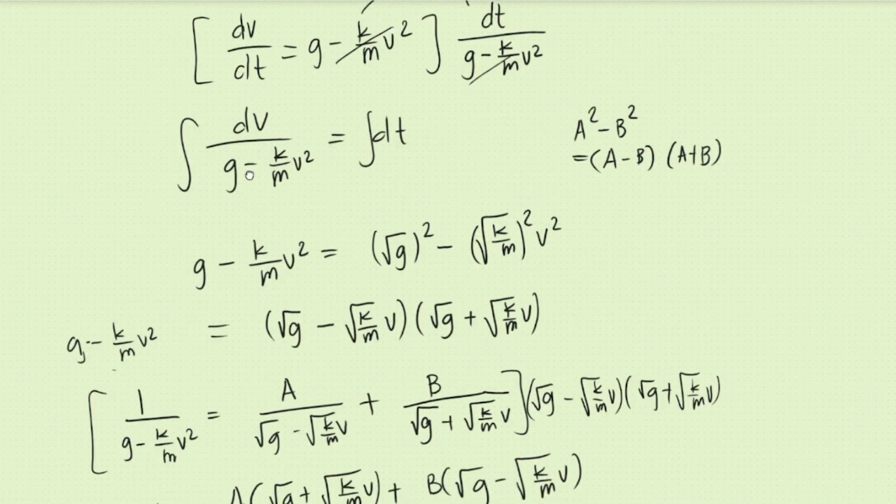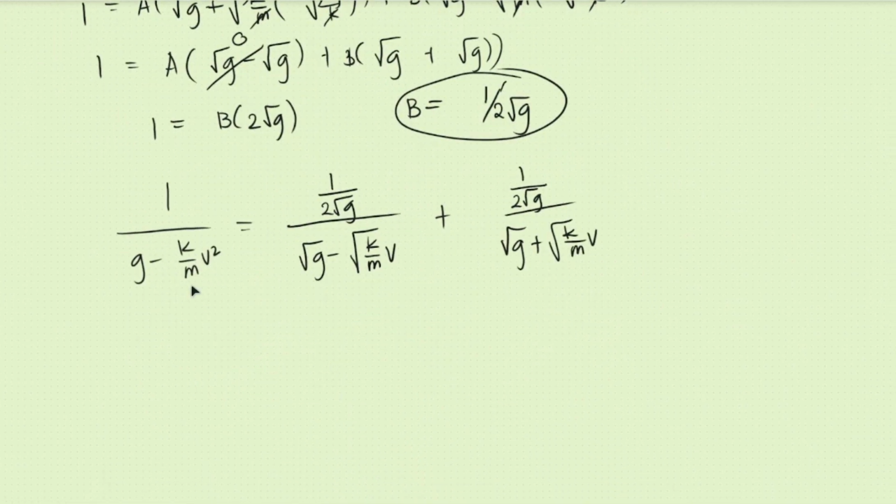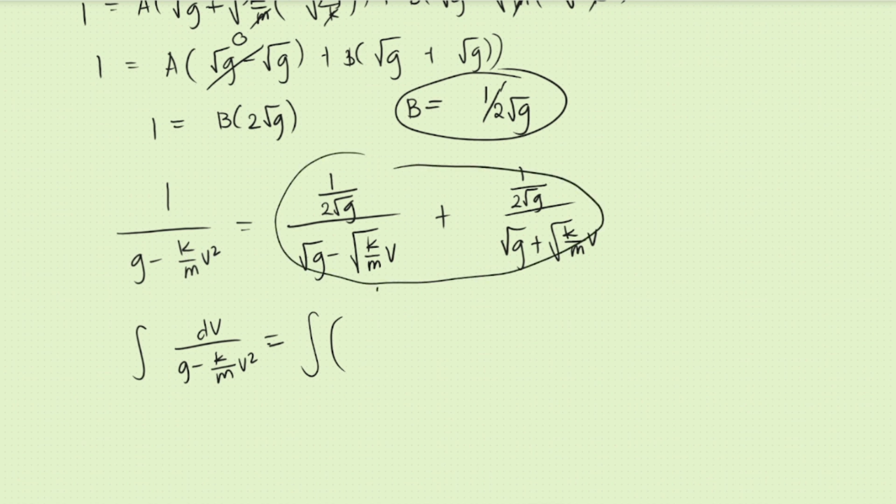That's the integral of dv over this. So let's rewrite this one. The integral of dv over g minus k over m v squared is just the same thing as the partial fraction decomposition, which we're going to write. We plug in our partial fraction decomposition, which is equal to 1 over g minus k over m v squared. So this one here, we're going to plug into our integral.